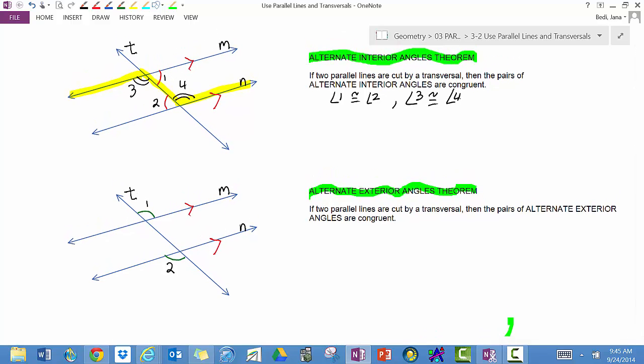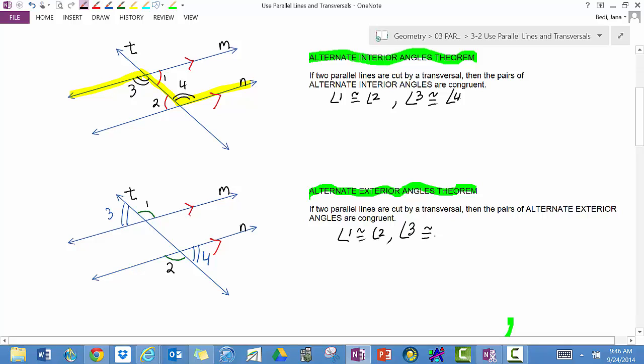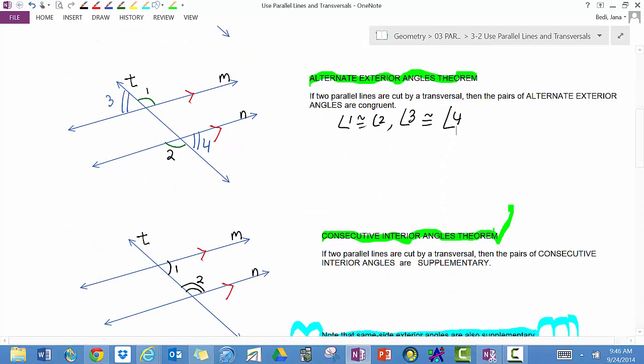Okay, alternate exterior angles. They are on the outside of the lines. They are on alternate sides. So you've got angle 1 is congruent to angle 2, and then if you look at this angle, you have 3 and 4. So angle 1 is congruent to angle 2, and angle 3 is congruent to angle 4. Alternate exterior angles.